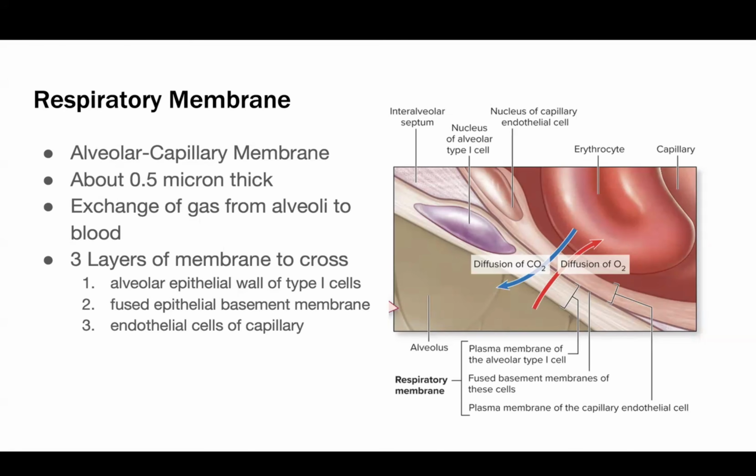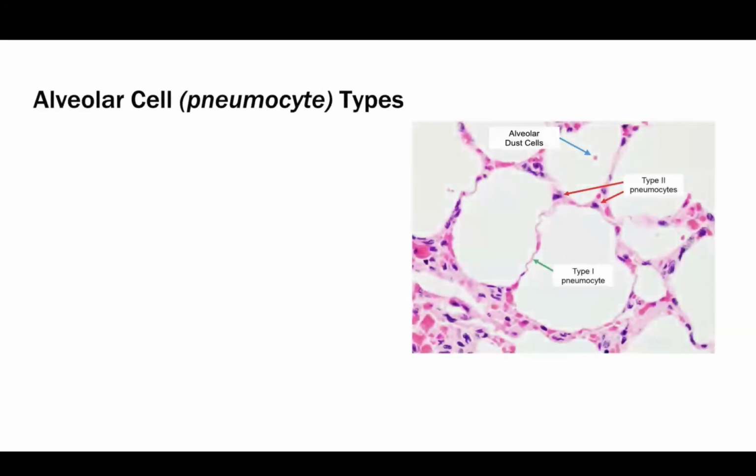Oxygen diffuses from the alveolus to the blood because there's a higher concentration of oxygen in the alveolus, and carbon dioxide diffuses in the opposite direction, because venous blood has higher carbon dioxide than the atmosphere. This is just simple diffusion, and this doesn't require any energy in the form of ATP.